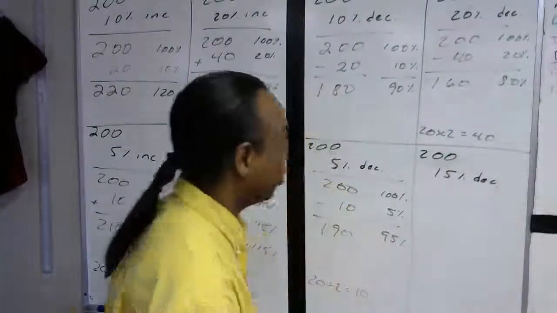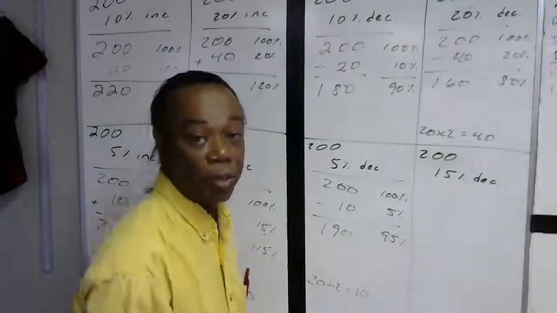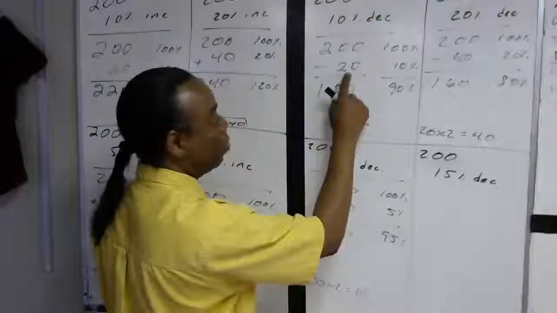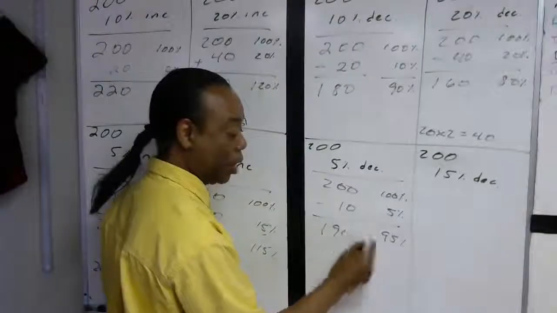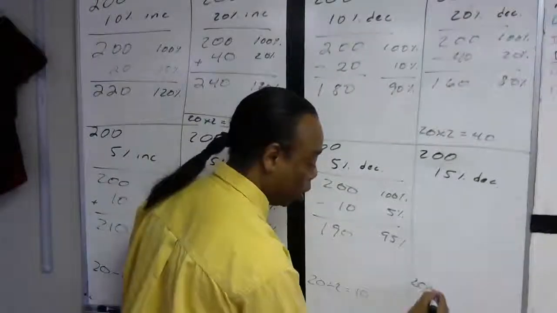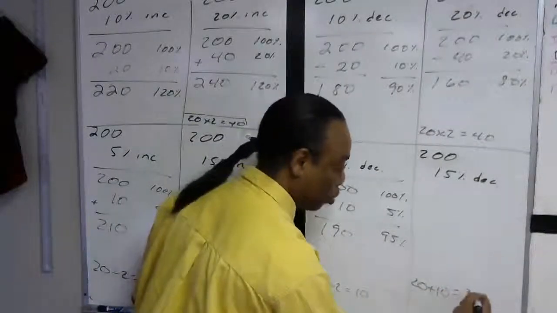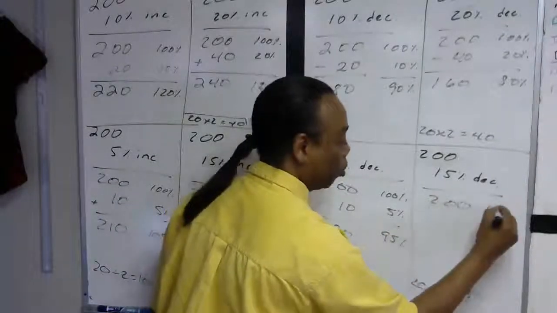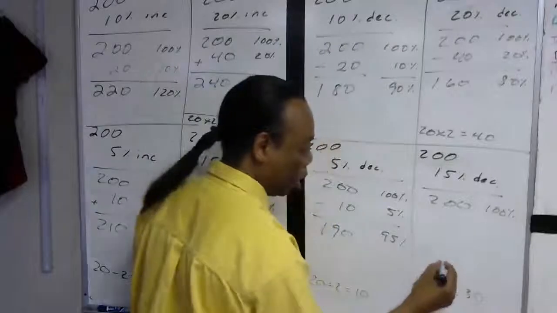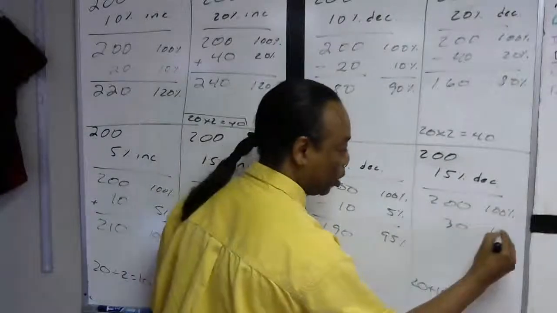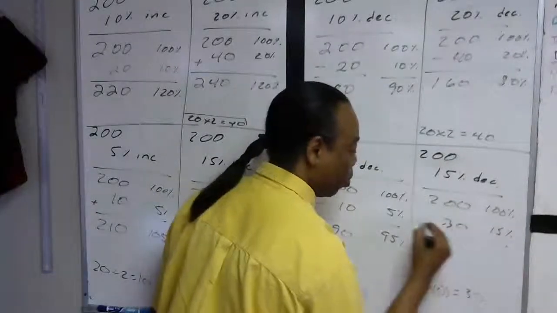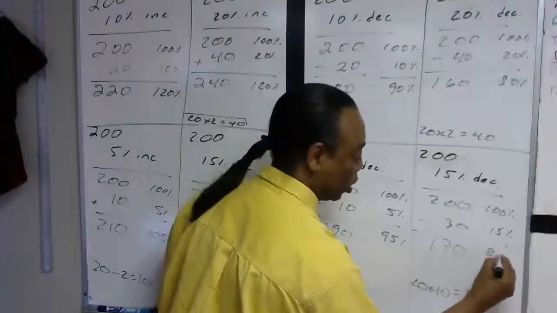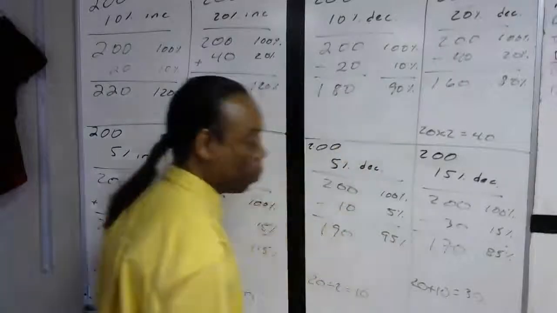Okay, let's talk about 15% decrease. With a 15% decrease, that's basically the 10% and the 5% added together. So it's the 20 plus the 10, which is 30. So we get 200, which is 100%. 30 represents 15%. And we make a decrease, we get 170, and this represents 85%.